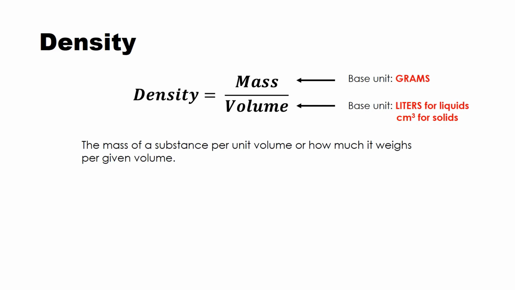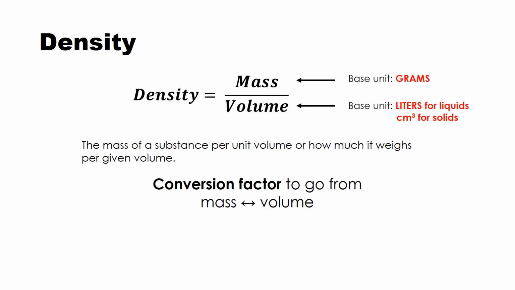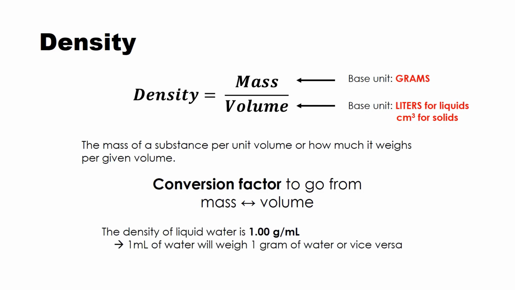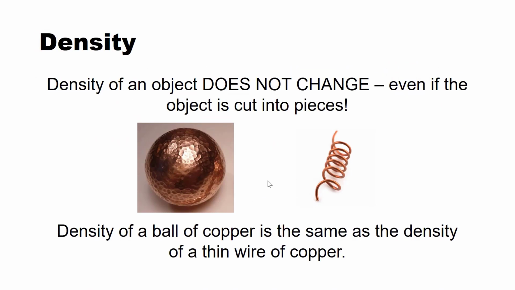We use density as a conversion factor for a substance to go between a mass and the volume of that same substance. We'll do some examples in a little bit. The density of liquid water is 1 gram per milliliter. 1 milliliter water weighs 1 gram. Okay, the density of an object does not change. It's what we call an intensive property of matter.